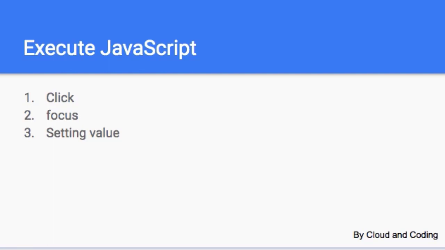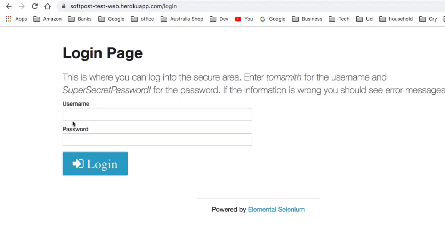When you execute JavaScript, the Selenium library is bypassed, and the actions directly happen on the elements. In this particular lecture, I will explain how you can do click operations, how you can do focus, or how you can set values in the input boxes. And this is the web page that we are going to use. We will set the username, password using JavaScript code.